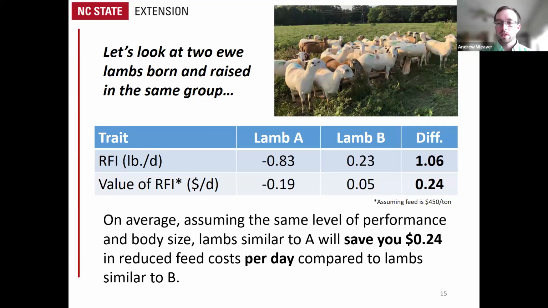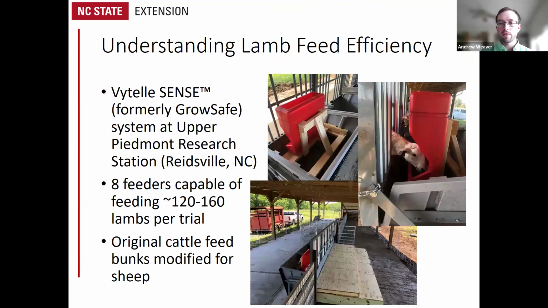So long story short, again, there are significant economic benefits to be had by selection and identifying animals that are more feed efficient. But how do we actually go about doing that? And what's the potential to do that, especially where we're at in the sheep industry right now, where we don't have an EBV for this trait? So we first have to start measuring it.